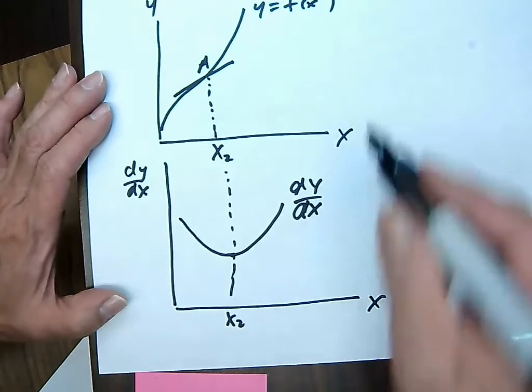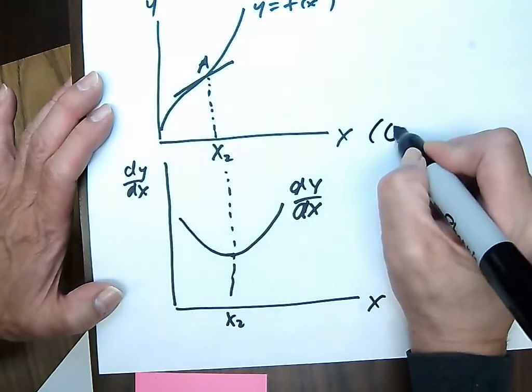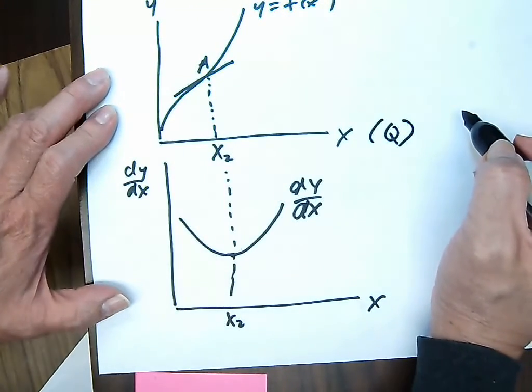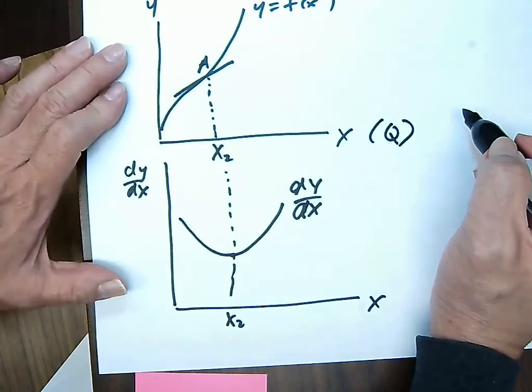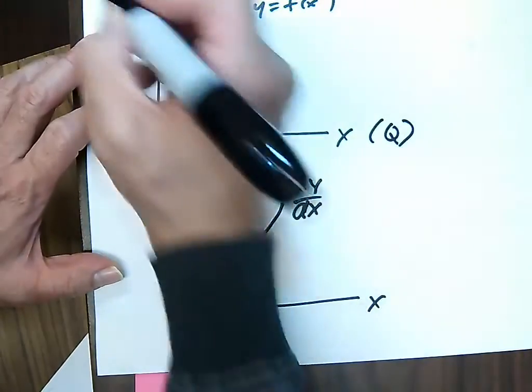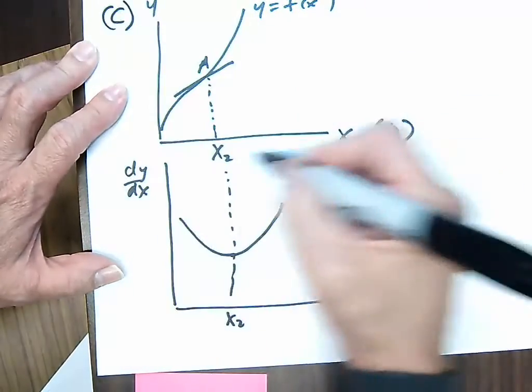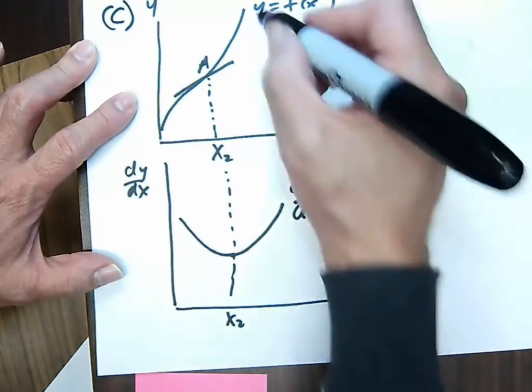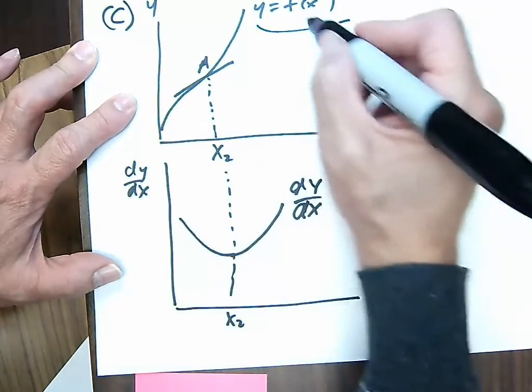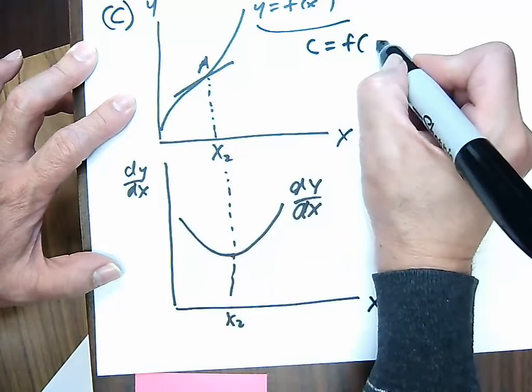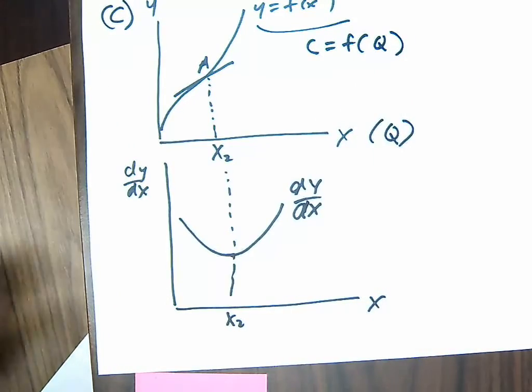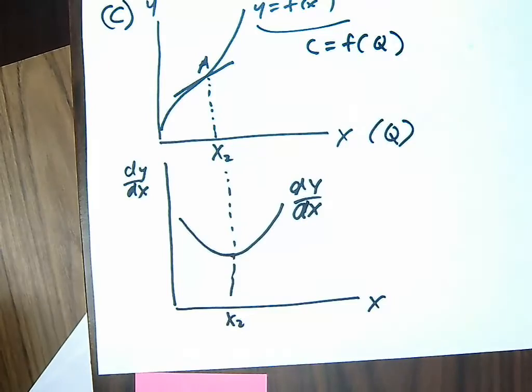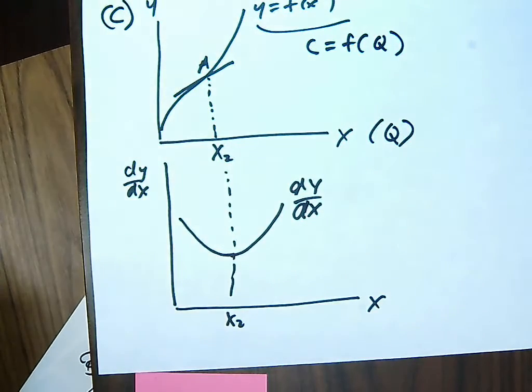What would be an economic example of this? Suppose x represents quantity of output produced by the firm per year, per week, or something like that, and y represents the cost of the firm from producing these different output levels. So our function here would be a cost function. Our dependent variable y is C, which is a function of Q. Cost depends on, or is a function of, how much output is produced.